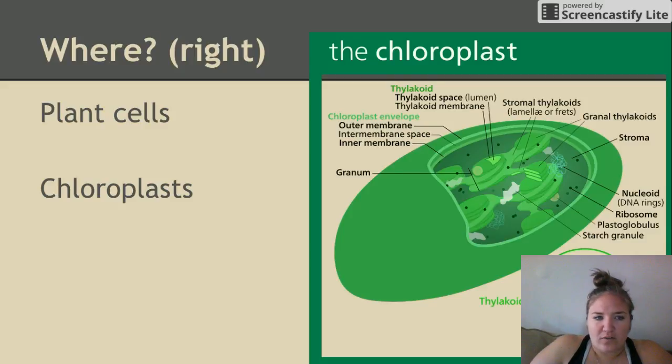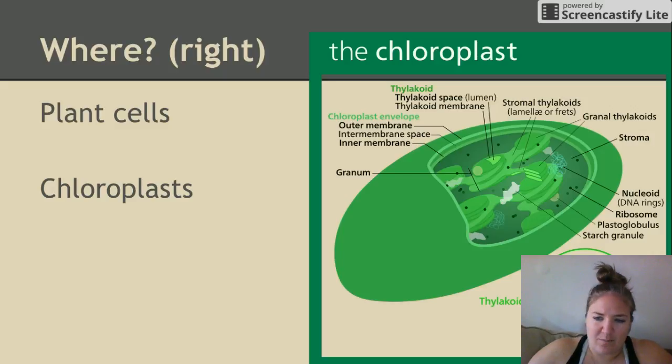So where does photosynthesis occur? Photosynthesis specifically occurs within the chloroplast, and this is only in plant cells. So within the chloroplast, there's a few things. There's a stack called the granum, and within that granum, you have these thylakoids, and this is where the actual photosynthesis occurs.